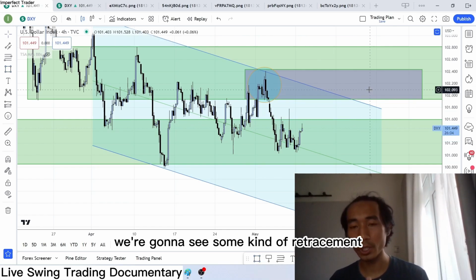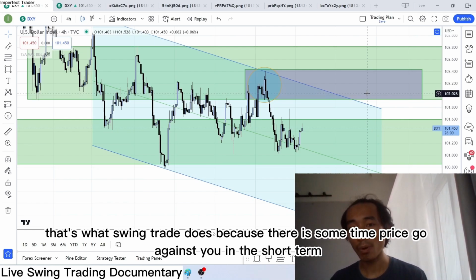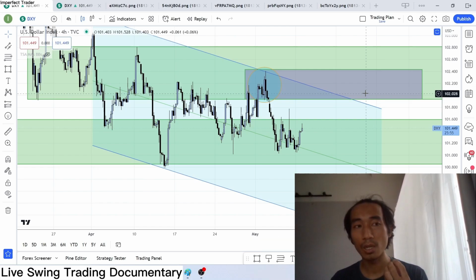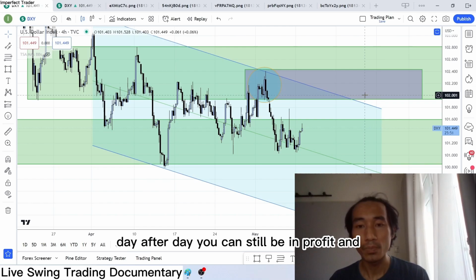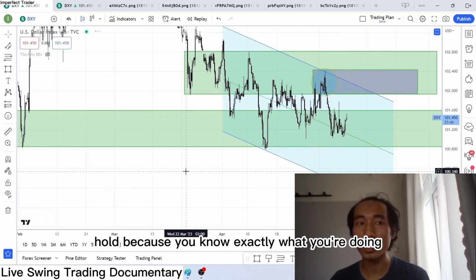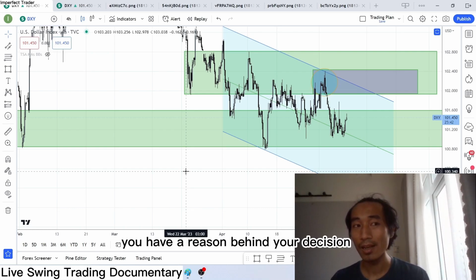We're gonna see some cap retracement. That is what swing trading does. Just sometimes price goes against you in the short term, but over the long term, day after day, you're gonna still be in profit. And yeah, just manage the trade, hold because you know exactly what you're doing. You have the reason behind your decision.